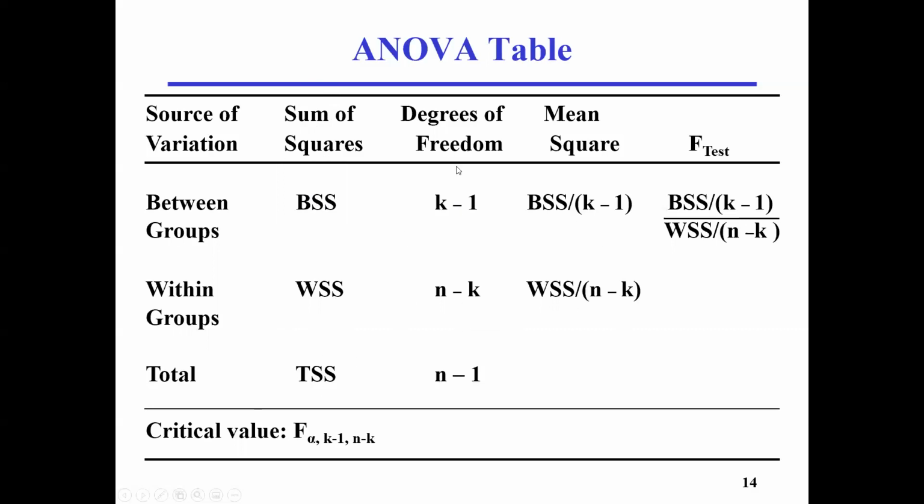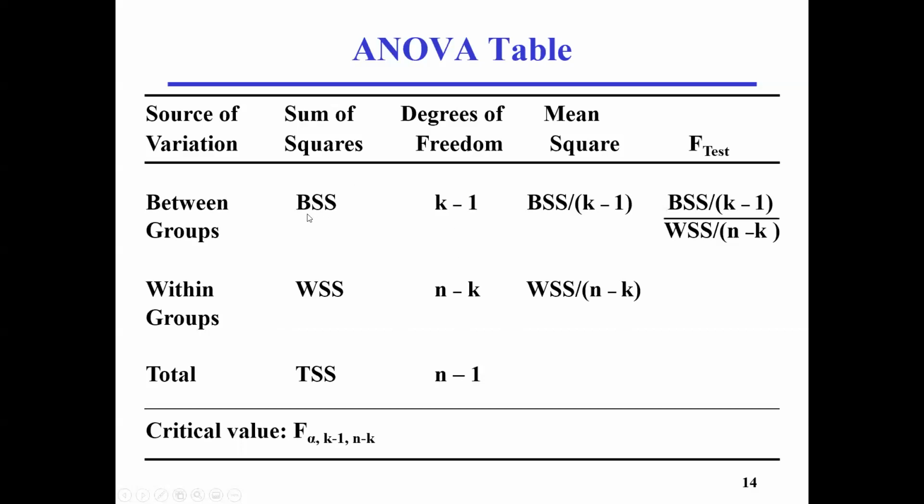The third column is for degrees of freedom. So for BSS, it is K minus 1. For WSS, it's N minus K. For TSS, it's N minus 1. Again, you can replace these formulas with your specific values.